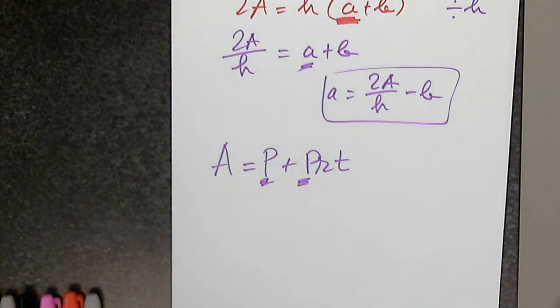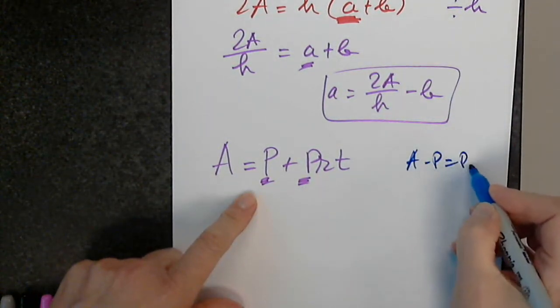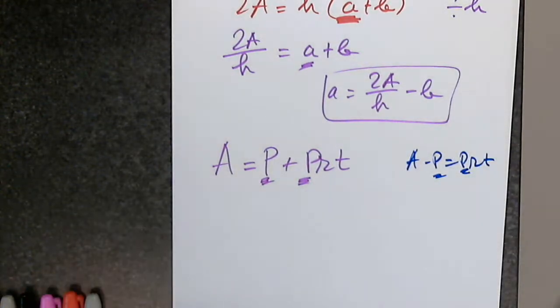You can move either one. If I do, it's not going to make any difference. A minus P equals PRT. Now, A minus P divided by R. Let's see. I can't. Why not? Because I have two variables in there. What is the keyword in this class and in this chapter? Divide by RT? I can't. No.